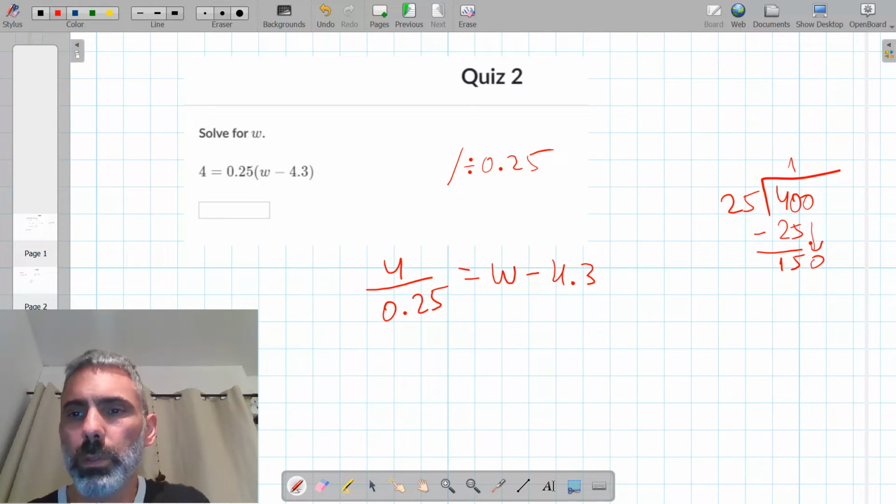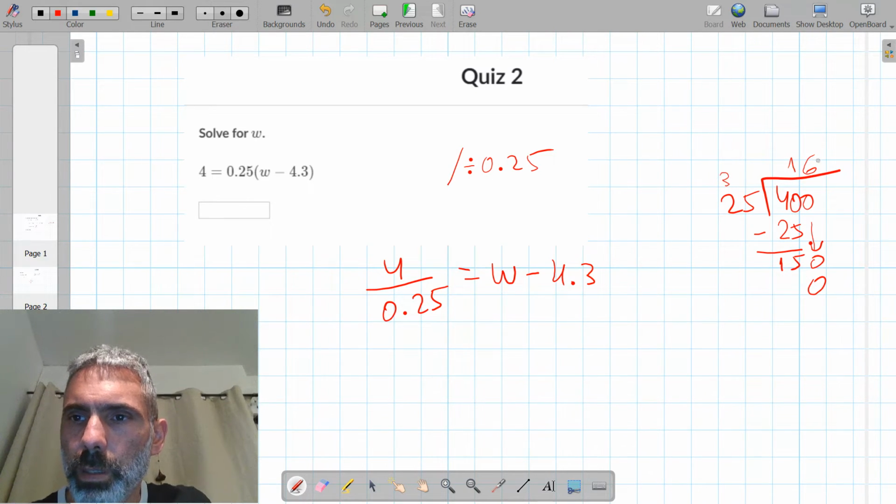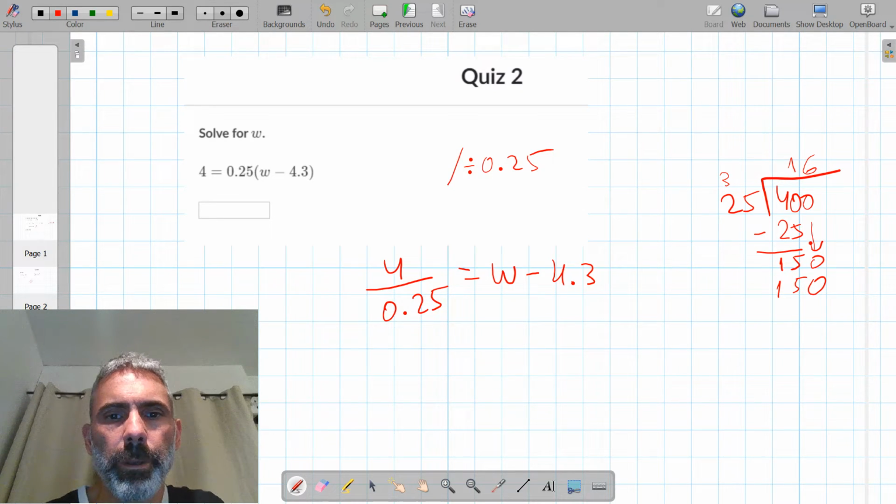Okay, so 25 goes into 150 6 times. Okay, 6. 6 times 5 is 30. 6 times 2 is 12 plus 3 is 15. Okay. So 4 divided by 0.25 is 16.